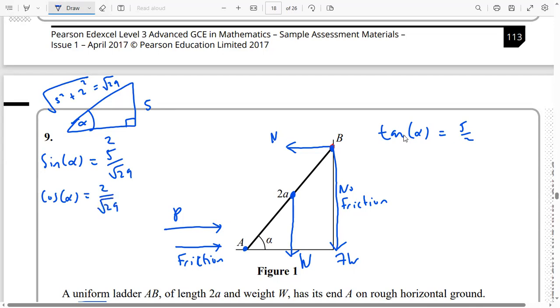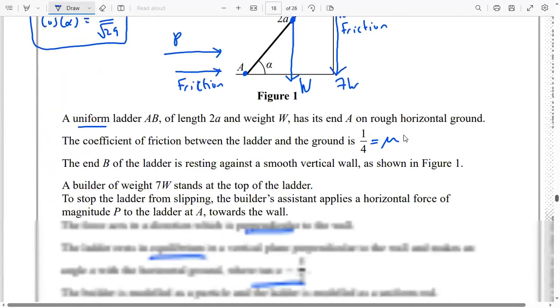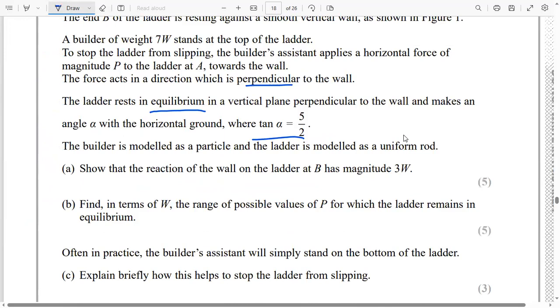I'm going to put a box around those two facts, because especially in these moments, rods and friction questions, and components of forces, these sine and cos values always come up. That's going to be really helpful. Okay, so we've got that information. Then the builder's model is a particle, and the ladder's model is a uniform rod.